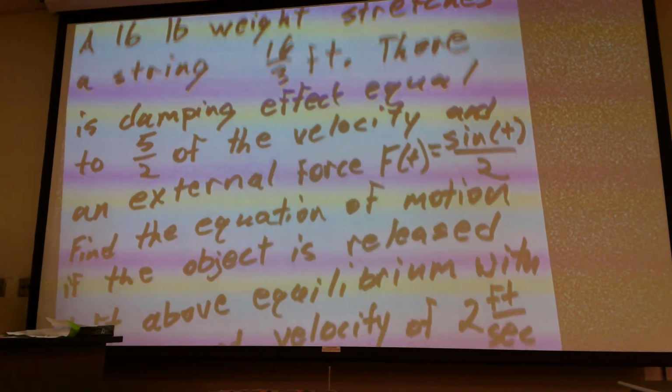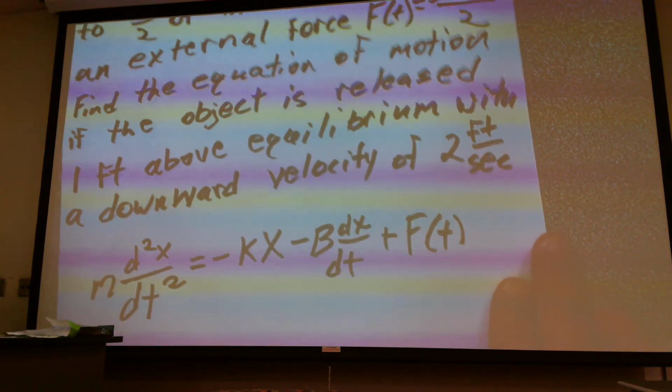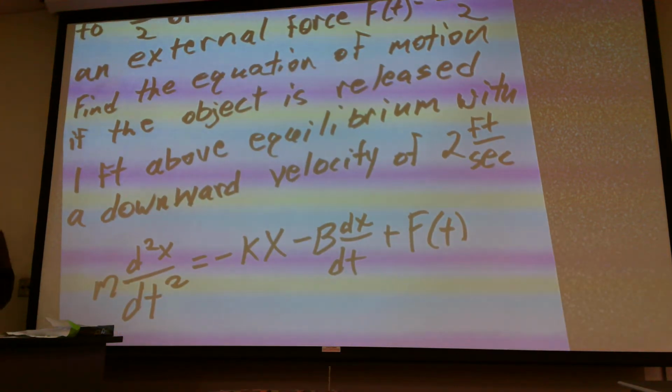So we're going to find the equation of motion of the object if the object is released 1 foot above equilibrium with a downward velocity of 2 feet per second.